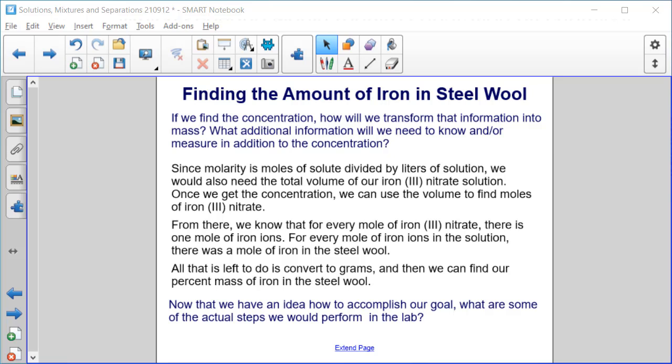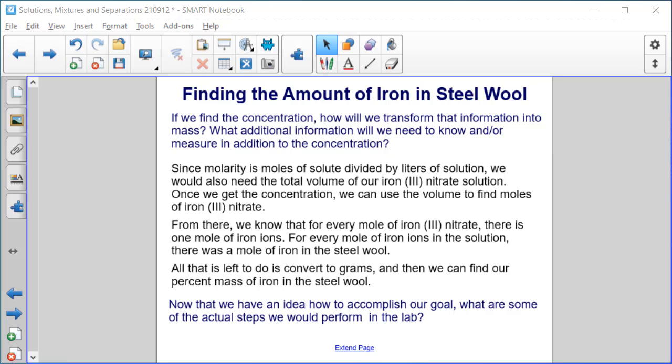So the question was, how do we transform the concentration that we find through spectrophotometry into the mass? Well, since molarity is moles of solute divided by liters of solution, we would need the total volume of our iron 3 nitrate solution. Once we get the concentration, we can use the volume to find moles of iron 3 nitrate. Of course, from there, we know that for every mole of iron 3 nitrate, there's 1 mole of iron ions, just based on the chemical formula.